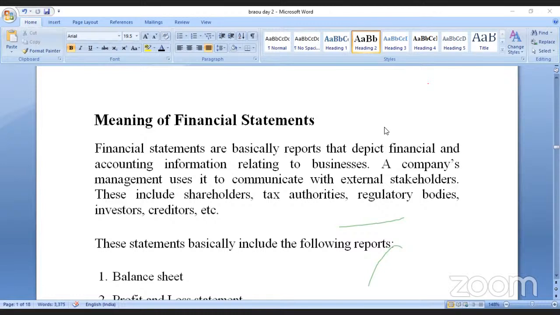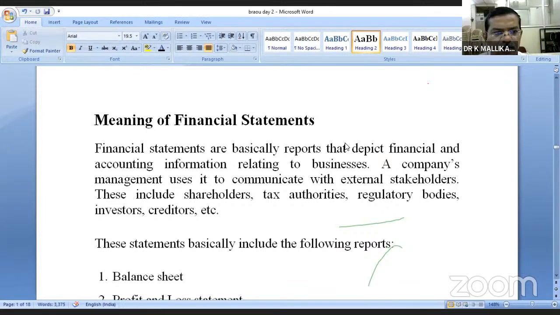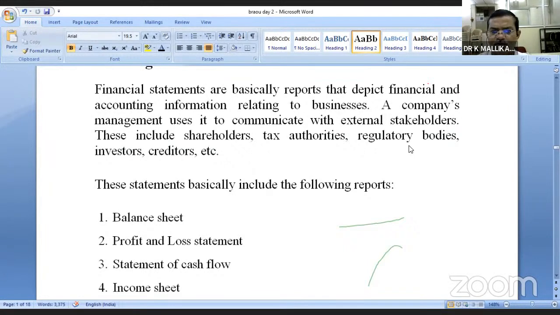Okay, sir. Yeah. So Block 2 is financial statements. Introduction of financial statements is 1. So financial statements are basically reports that present the financial accounting information related to business. So a company management uses them to communicate with the external stakeholders. External stakeholders are shareholders, tax authorities, regulation bodies like SEBI. So investors, creditors, and other parties also require this data.